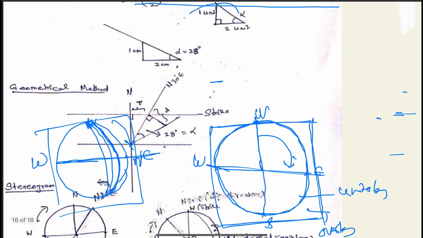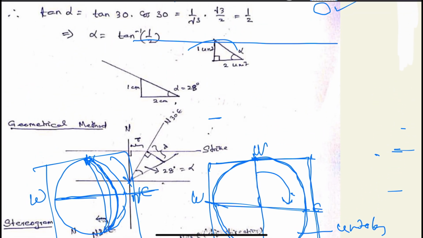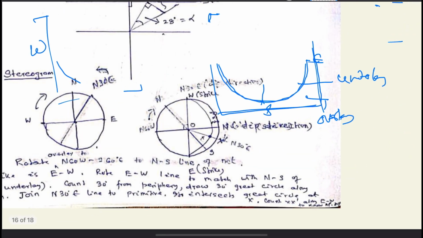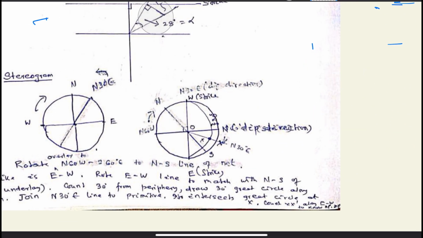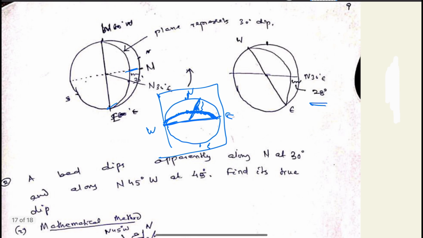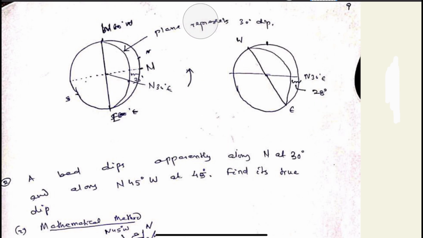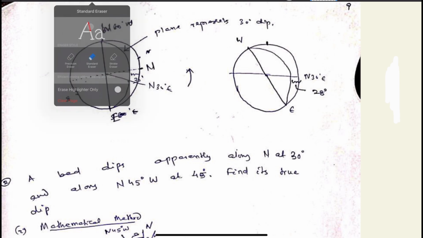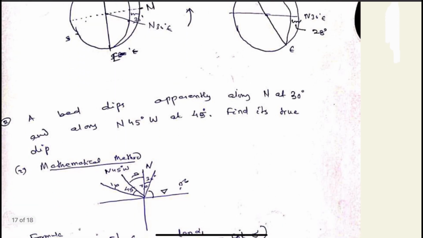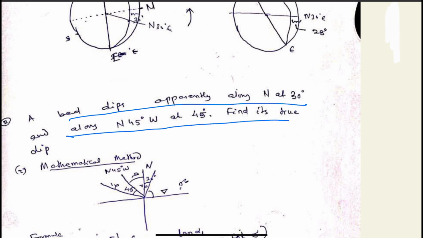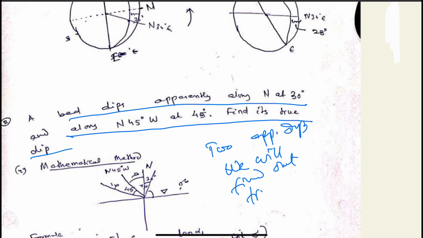Now let us take another example where the bed dips apparently 30 degree along north 30 degree east, and 45 degree along north 45 degree west. Find its true dip. So here we have been given two apparent dips. We will find out the true dip.